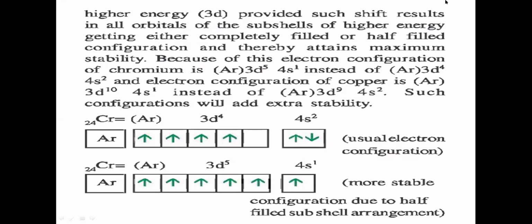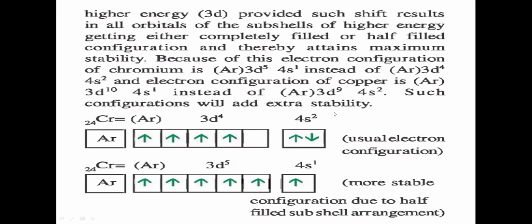This is argon. Sometimes, instead of writing the entire electronic configuration, we take the element which has a full electronic configuration so as to shorten it. So argon 3d5 4s1 instead of argon 3d4 4s2, and the electronic configuration of copper will be argon 3d10 4s1 instead of 3d9 4s2. Such configuration has added extra stability.